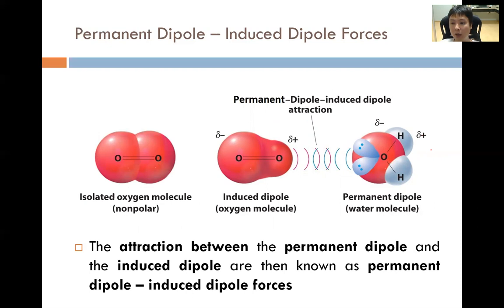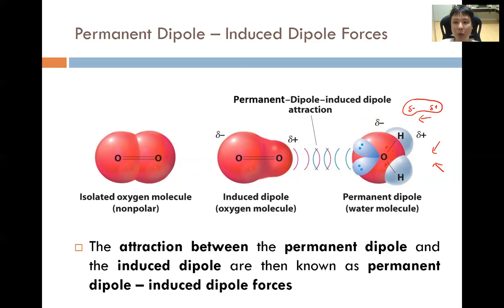However, on the other hand, in water, there's a difference in electronegativity between O and H, and hence the electrons shared between O and H are much closer towards oxygen as compared to hydrogen. Oxygen acquires a permanent delta minus and hydrogen acquires a permanent delta plus. If you add up these two vectors, you will get a net dipole moment in this direction, and hence there will be a delta minus here and a delta plus here. This is the permanent dipole of the water molecule.